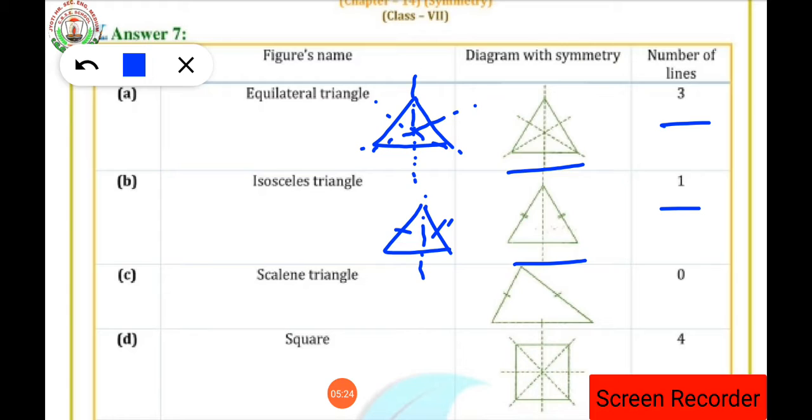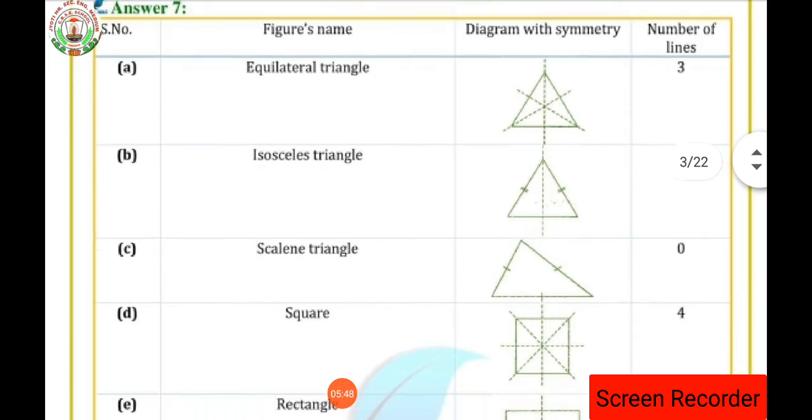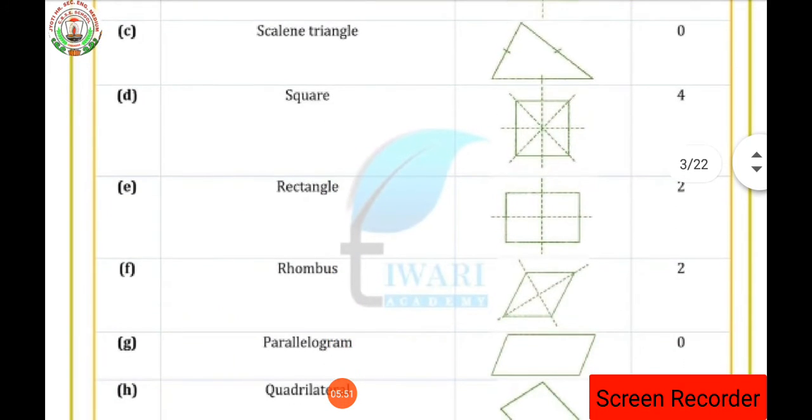In a scalene triangle, by the definition of a scalene triangle, all three sides are not equal in measurement or length. Therefore, zero lines of symmetry are possible in a scalene triangle. Clear, students? Always remember, a scalene triangle always has zero lines of symmetry, an isosceles triangle has one line of symmetry, and an equilateral triangle has three lines of symmetry. Clear up to here? Next, question D.